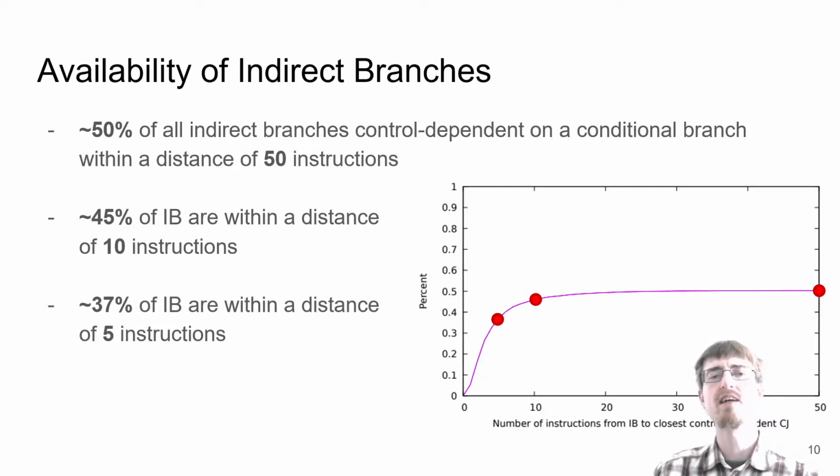Now what we need, as I said, is a situation where we can conditionally execute an indirect branch. Well, when we looked at this, it turns out that actually 50% of all the indirect branches, so that's a lot, actually have a conditional branch within a distance of 50 instructions. And in fact, if you look closer, it turns out that even if you look within a distance of 5 instructions, where a speculative execution is very likely, then even still 37% of all the indirect branches actually have a conditional branch this close. So this means that there are many plausible gadgets out there in real programs.